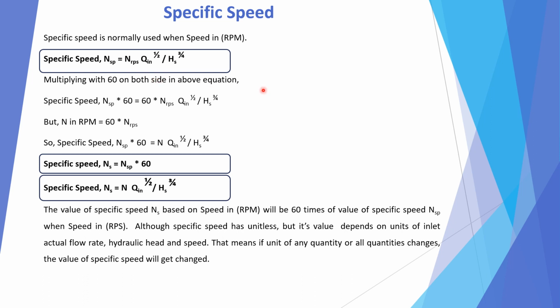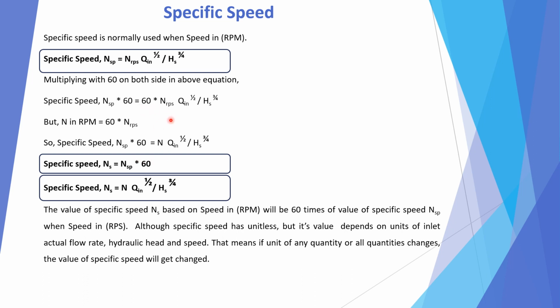Now multiply 60 on both sides because we need to convert the NSP into revolutions per minute. So specific speed NSP into 60 is equal to 60 into N RPS into Q to the power half upon HS to the power 3 by 4. But N RPM is equal to 60 into N RPS. So specific speed NSP into 60 is equal to N.